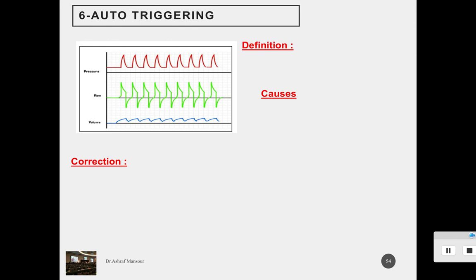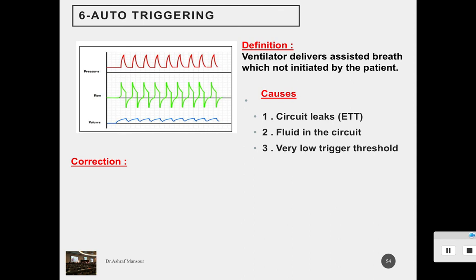that the ventilator wrongly observes that the baby is triggering, so it supports in PSV or SIMV, giving you this picture and washing out of CO2. So this can come from circuit leak, high leak, or fluid inside the circuit, or if you adjust the trigger threshold very low. So there is a lot of support from the ventilator to the baby.